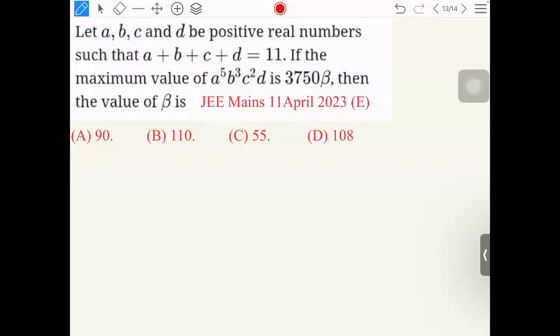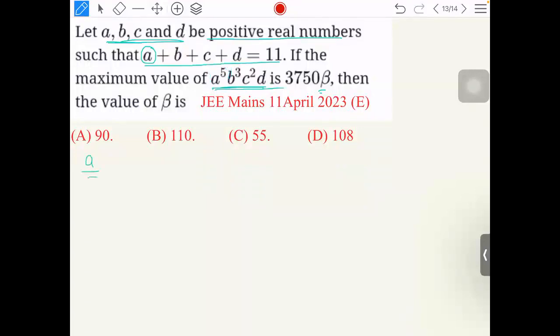This question came in JEE Main 2023 April session. It says that let a, b, c and d be positive real numbers such that a plus b plus c plus d is 11. We have been given the maximum value of this number, so we have to use this information and then find beta. Since the maximum value and the summation are given, we have to break a 5 times because a raised to 5 is given here.